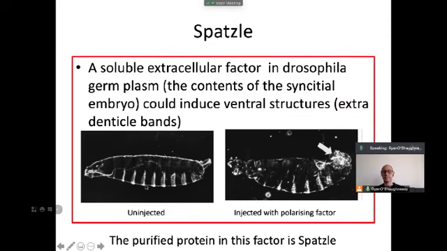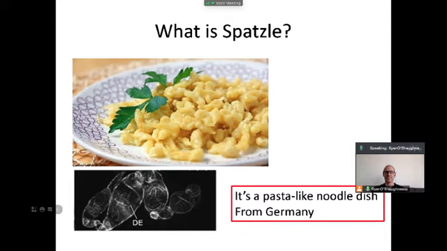So here's our uninjected embryo. If we took this soluble extracellular factor, Spatzle, and injected it into the embryo, we got more ventral structures, extradentical bands, and more ventral structures. So the purified protein in this factor is Spatzle. So what is Spatzle? Again, it's another food. It's a pasta-like noodle dish from Germany that's kind of twisty.